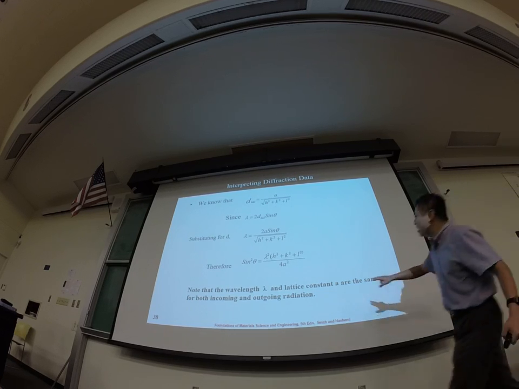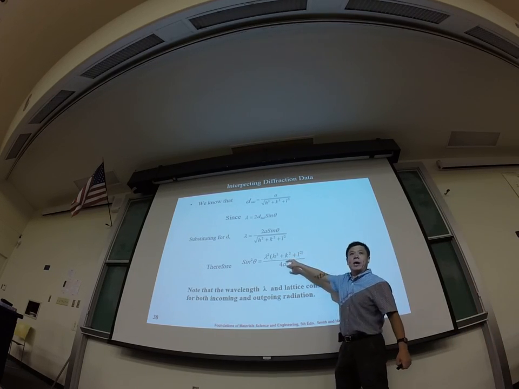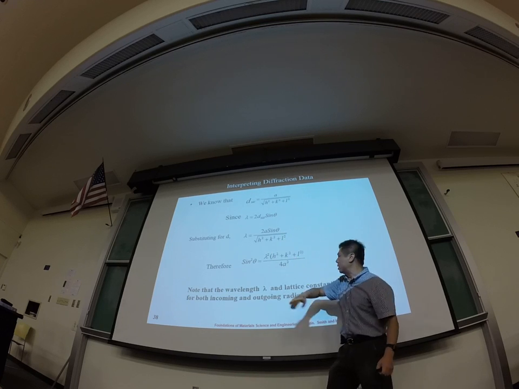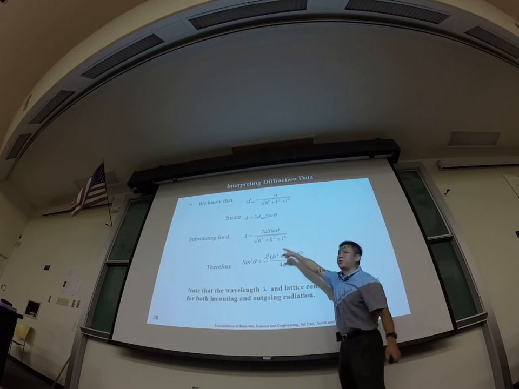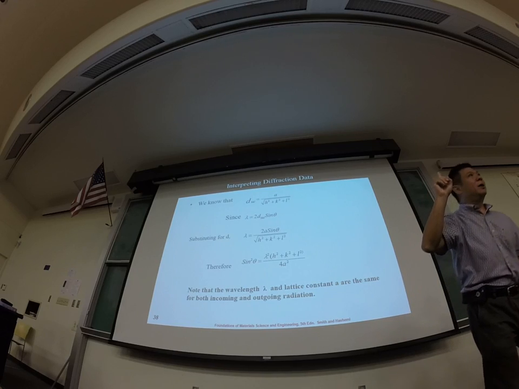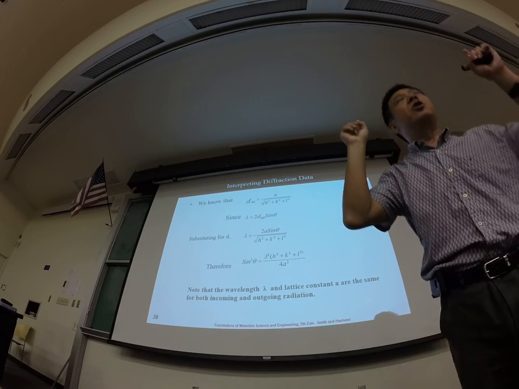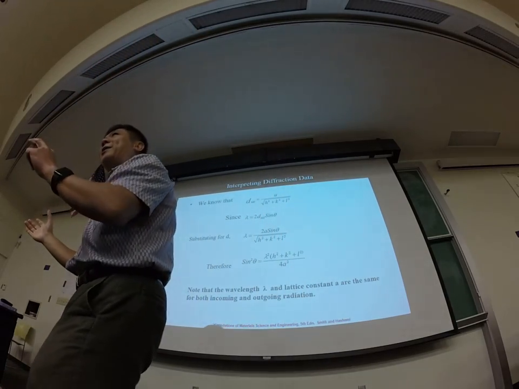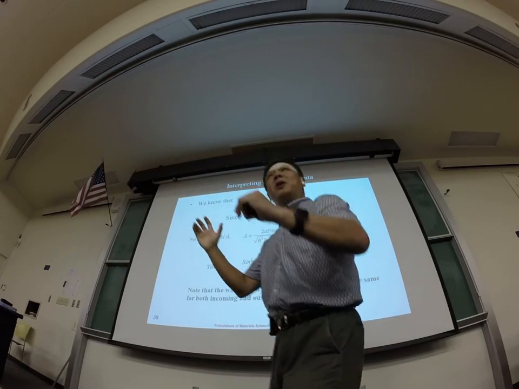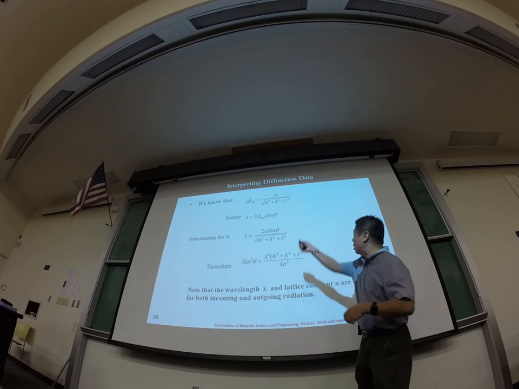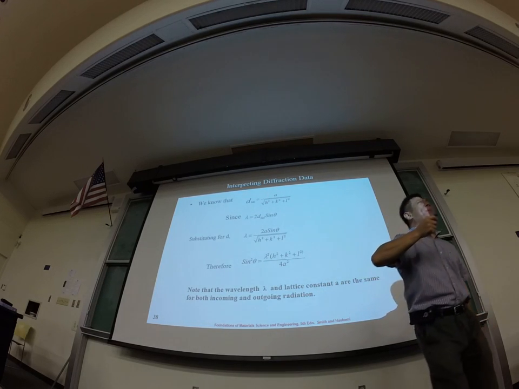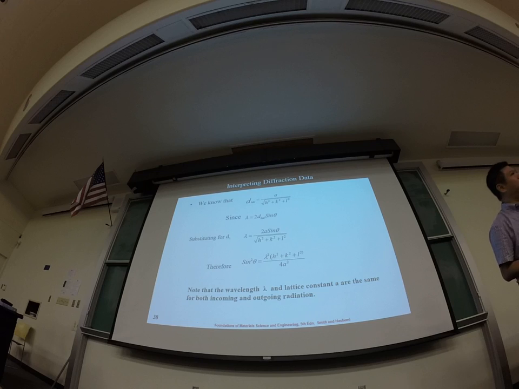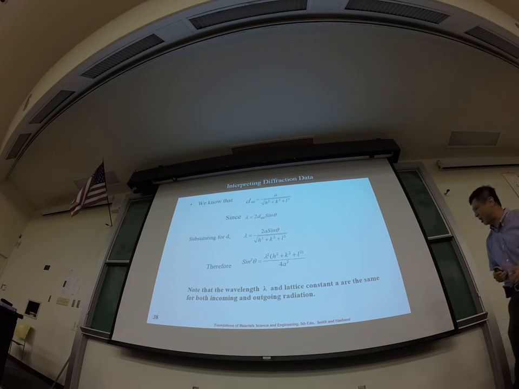And then when we insert that one, we can actually take out the square root. We get sine squared theta equals this relationship. But don't forget, this one only works for the cubic system. For example, for monoclinic or other systems, the relationship of d_hkl and a will be very different. In this class we only consider the simplest case.